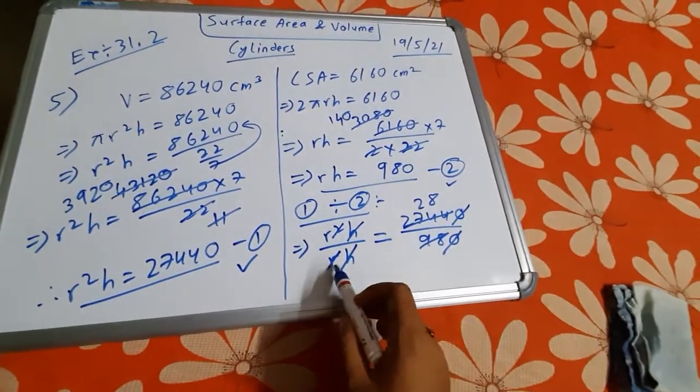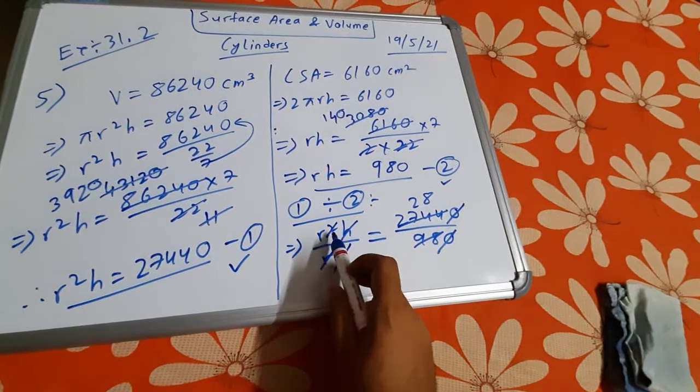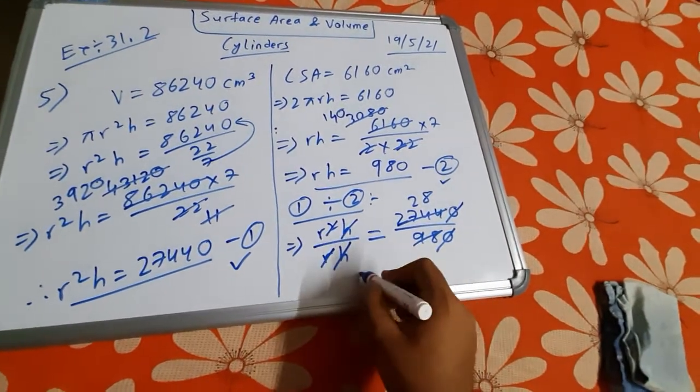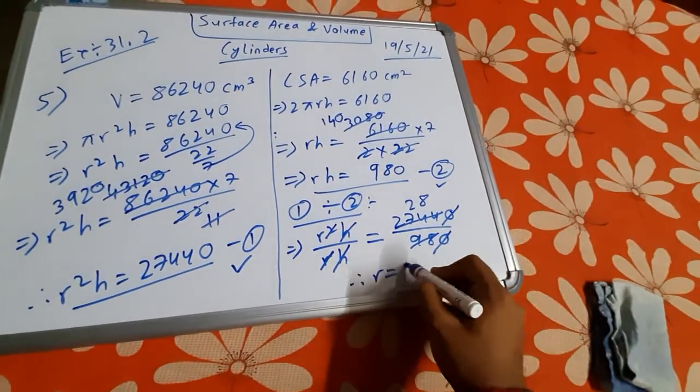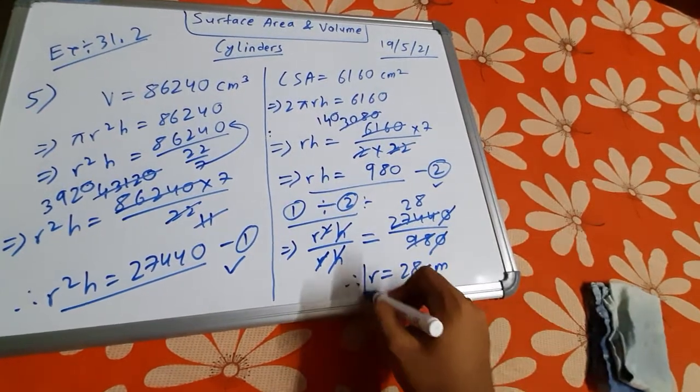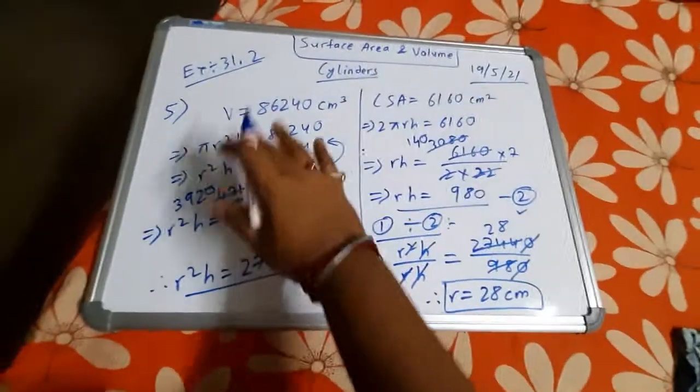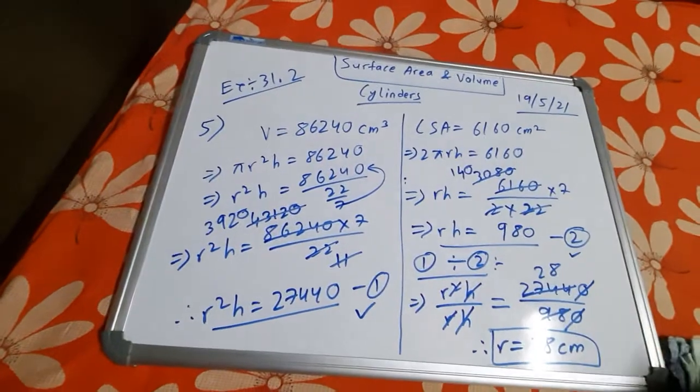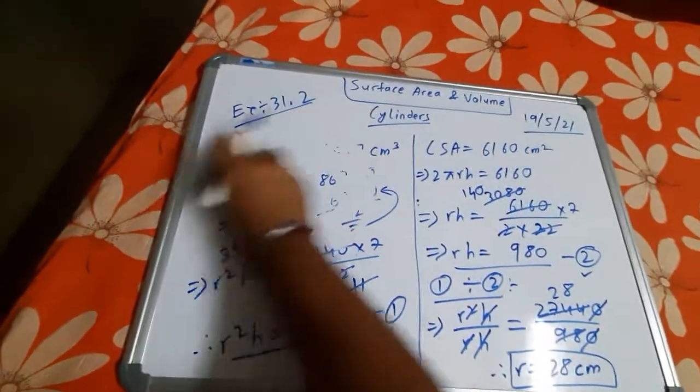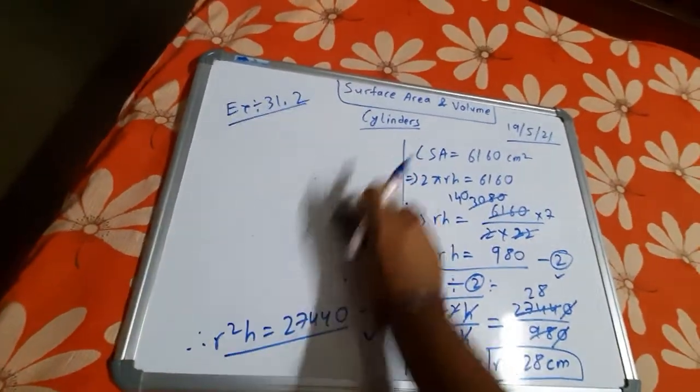Therefore see, h and h gone, one r and r square, the square of the r has been gone. That means we found out r equals 28 centimeter. Okay, we found out r. Now I am just rubbing the left hand portion to continue the sum.